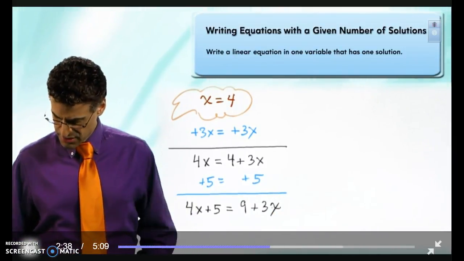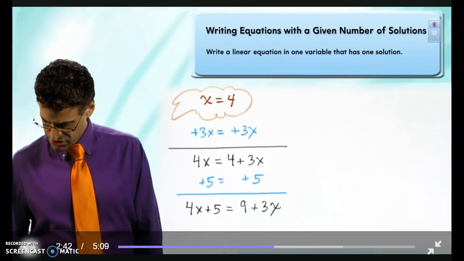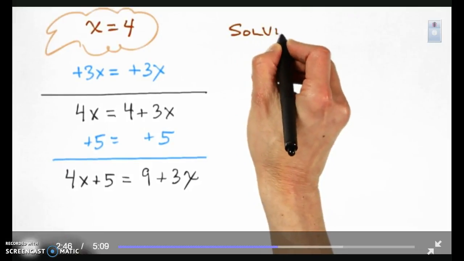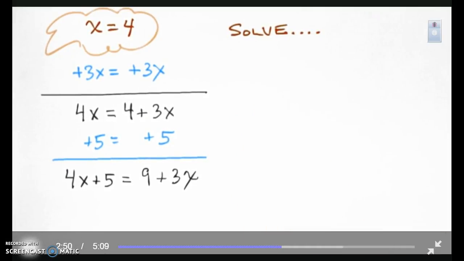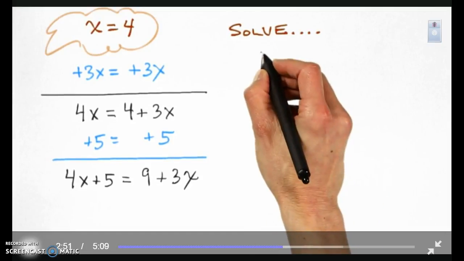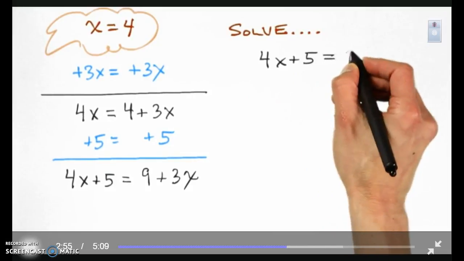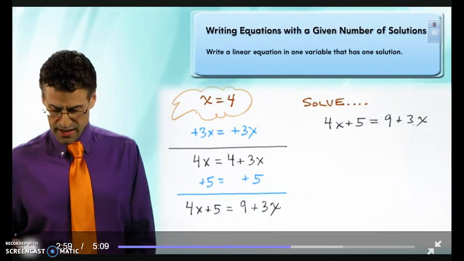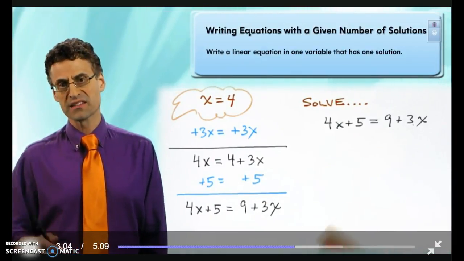So here's a linear equation. So now working backwards, here's the question. So here's the challenge. Solve. And the equation we're supposed to look at is 4x plus 5 equals 9 plus 3x. Okay, so how would we solve this? Well, the first thing I'll do is try to get all the x's to one side.